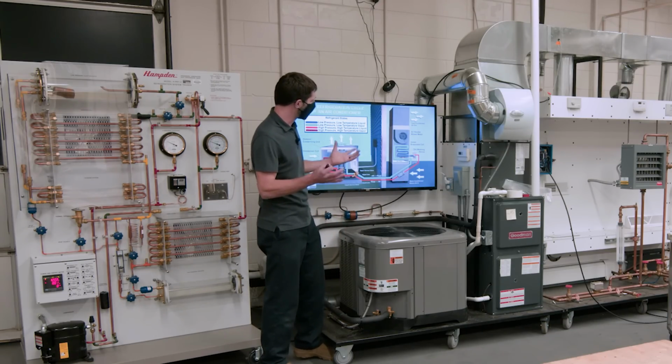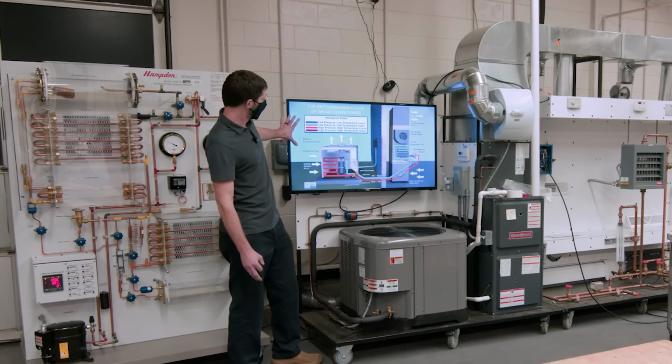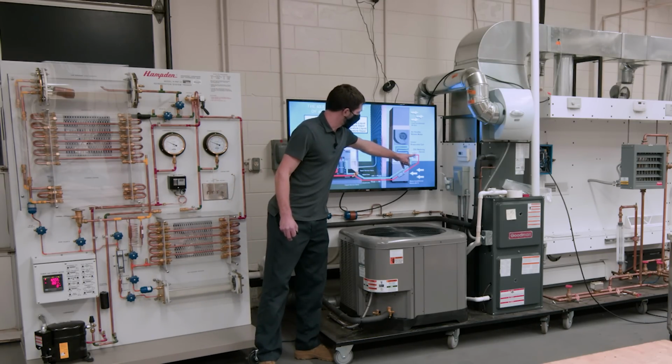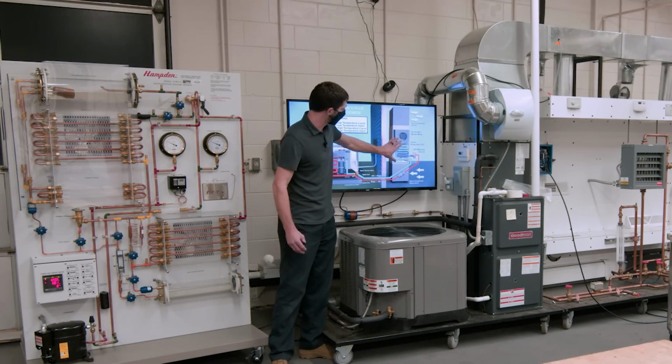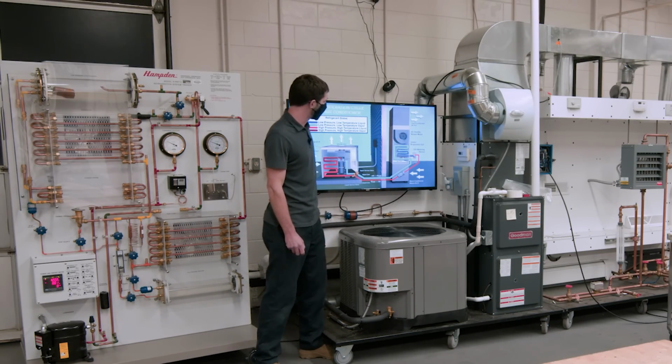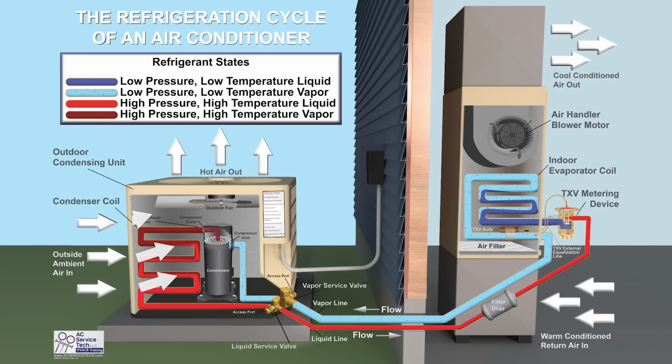It's the non-balanced port, meaning that when you have real high temperature out here, the thermostatic expansion valve has a harder job controlling the superheat across the evaporator coil. We'll get into that in a little bit. And right here we have the outdoor air coming in, and then you have your hot air getting discharged outside.